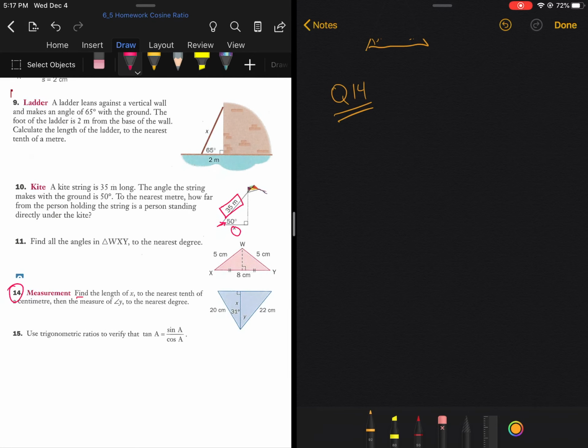Question 14. Find the length of x to the nearest tenth of a centimeter. Then find the measure of angle y to the nearest degree.